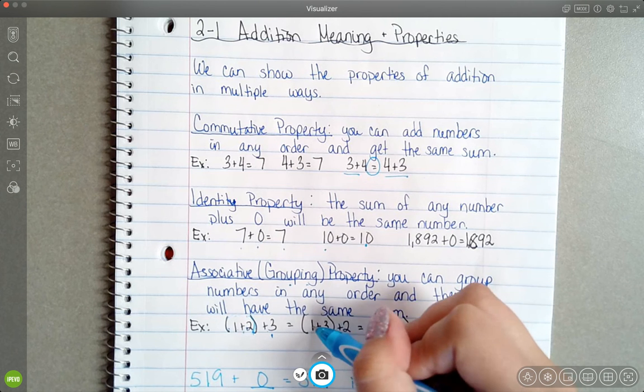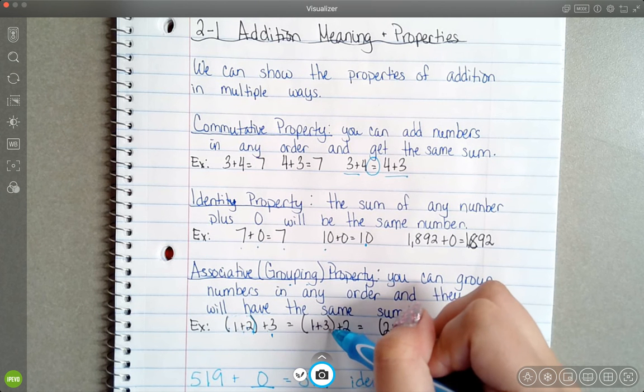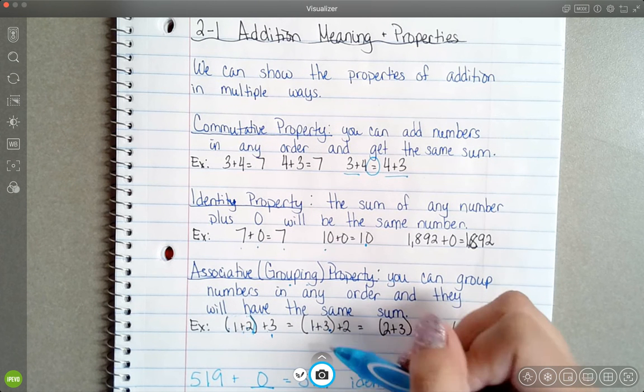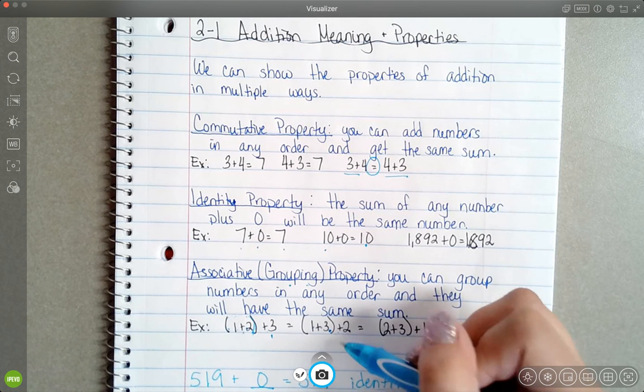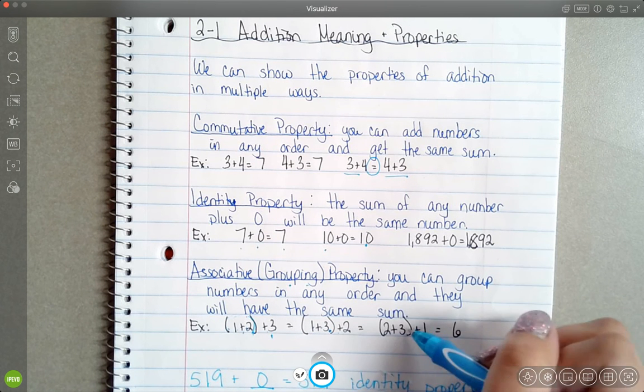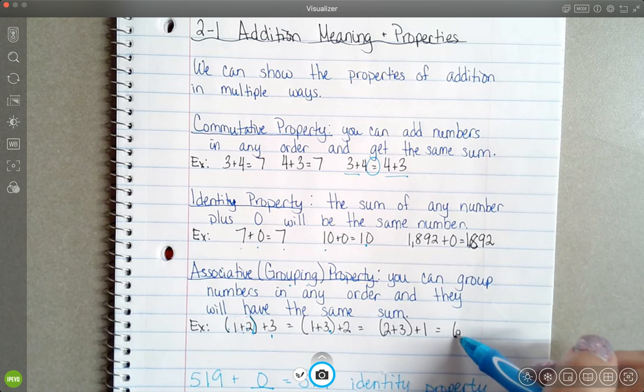But what if I added 1 plus 3 first? How many would I have? I would have 4. And then if I added 2 more on top of that, I would still have 6. So no matter what order I add these in, I'm still going to have the same sum, the same number.